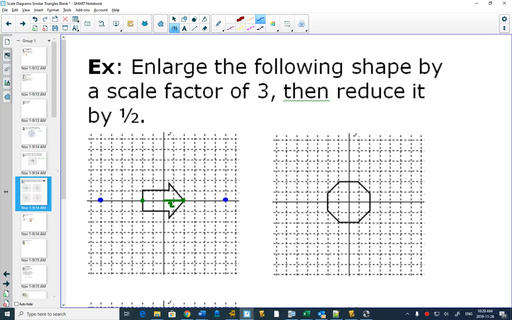If this length here, have a look at this, guys. If this length here is 2, and I multiply that by 3, what is the length going to be over here? 6. So that would mean I'd have to go up 3. Oh, I want to do that in blue. Go up 3 and down 3.